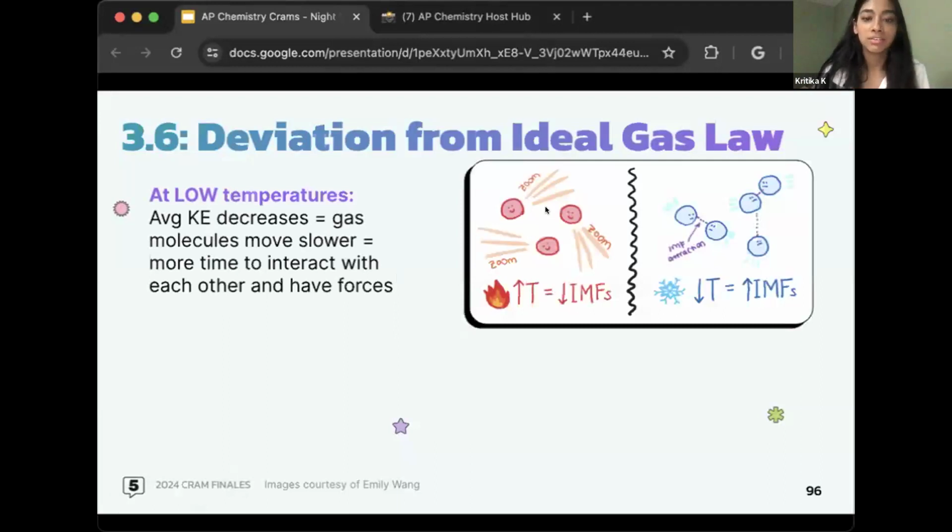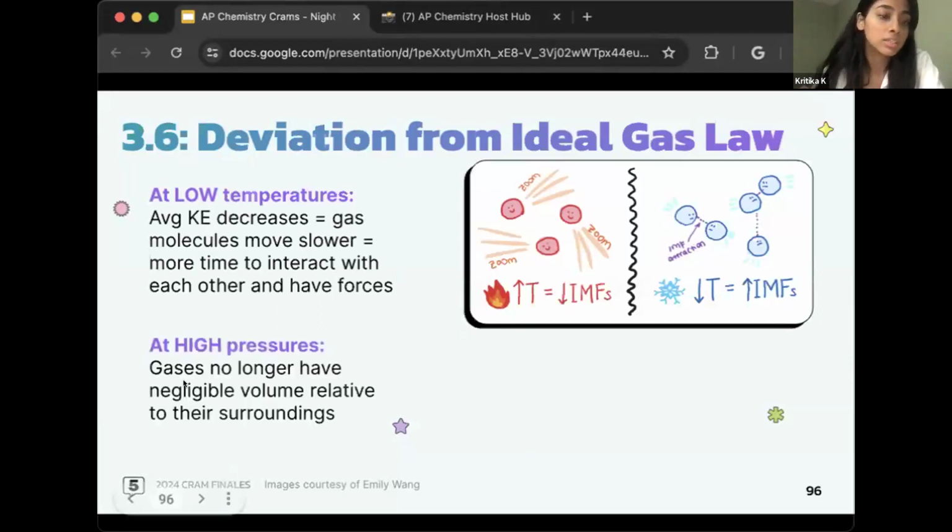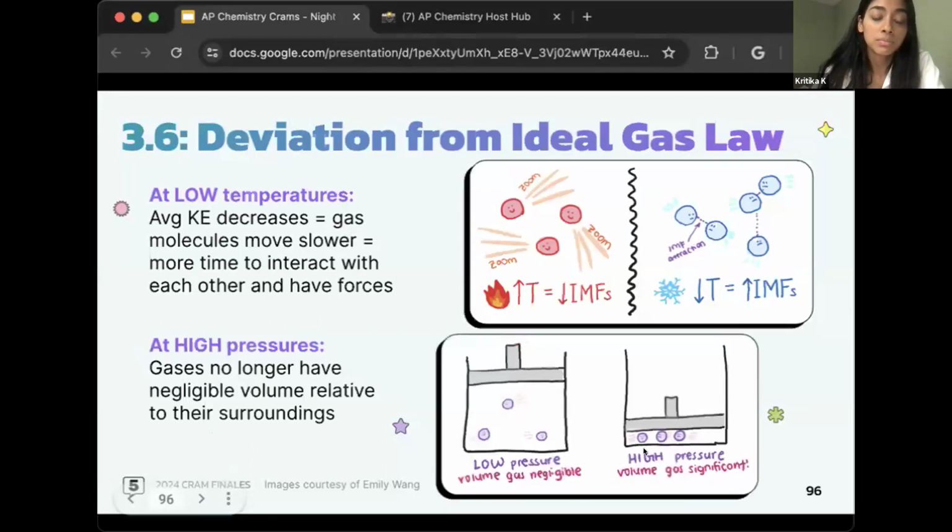So this is an example that's illustrating it. See, on the left-hand side, you just have them moving around, whereas on the right-hand side, you have them forming attractions and more IMFs. At high pressure, gases no longer have negligible volume relative to their surroundings. So at a low pressure, the volume of gas is negligible, whereas at high pressure, the volume gets significant.